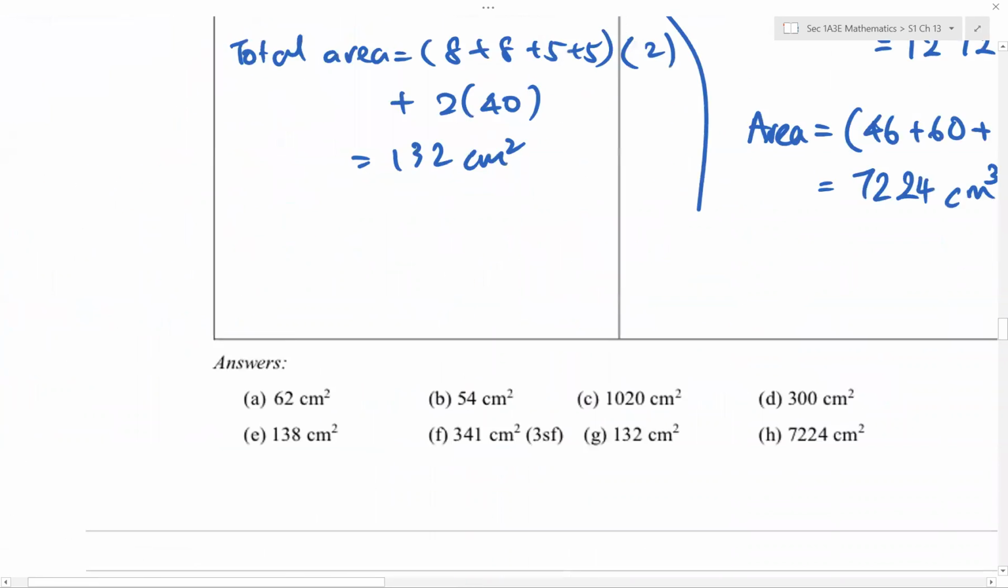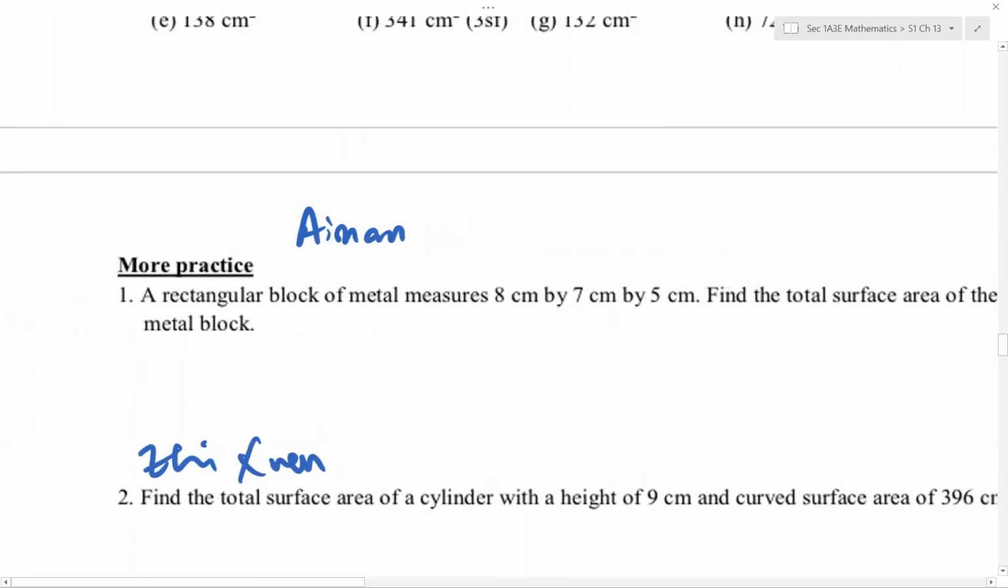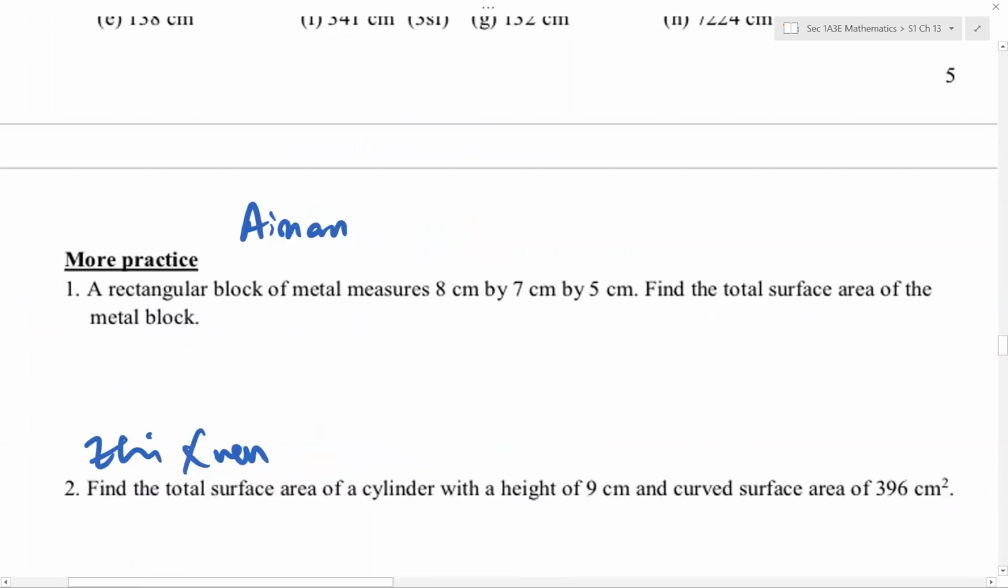Okay, next one. Ivan? Find total surface area. Okay, what do you do? Hey, too much talking. I can't hear him. Yes. 8 times 7 times 5. What are you finding? Surface area. So surface area equals to 8 times 7 times 5. You get 280. Confirm?